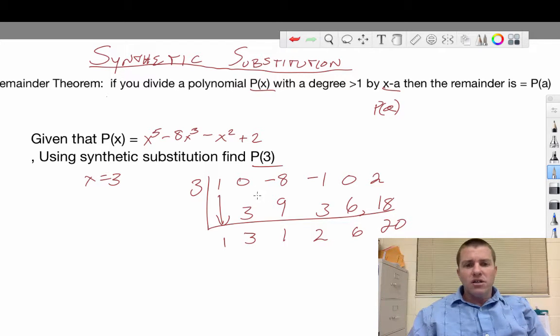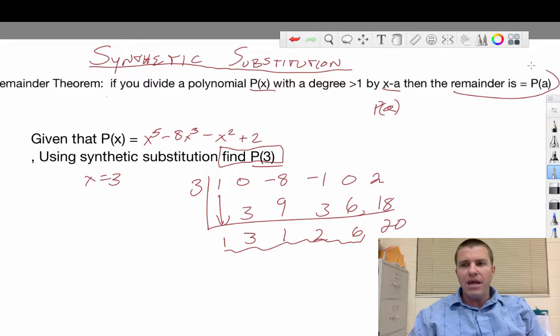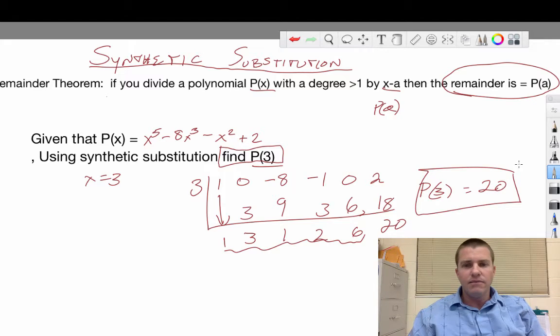And so your answer is going to be different too. For this one, my question was to find p of 3. I don't need all this stuff. All I need is the remainder, because the remainder is going to be equal to that p of a. So p of 3 is equal to 20, and that's it.